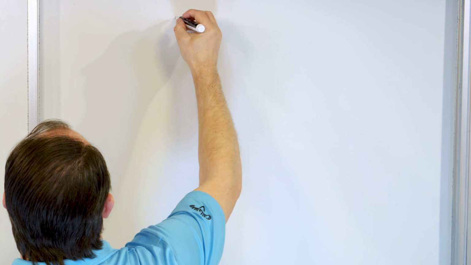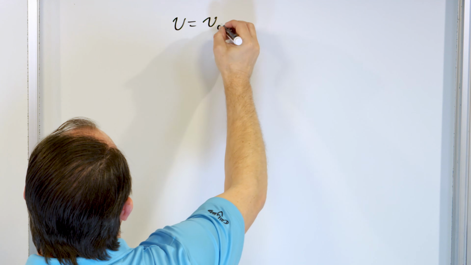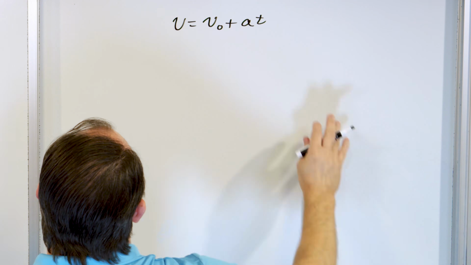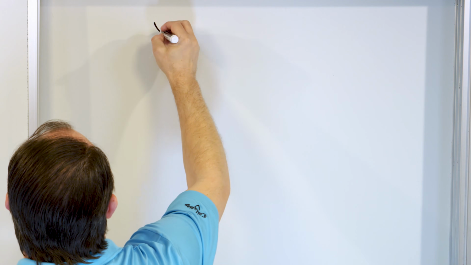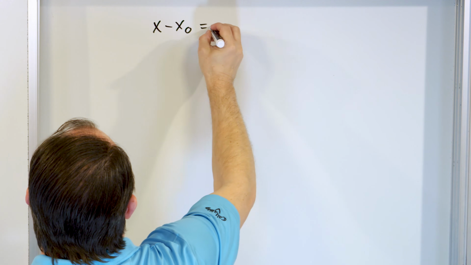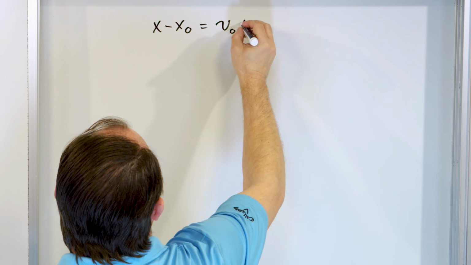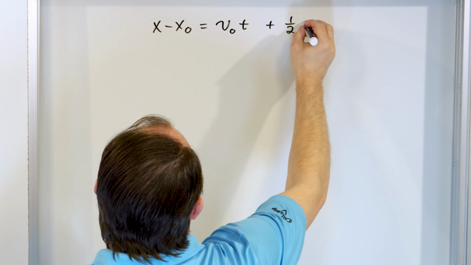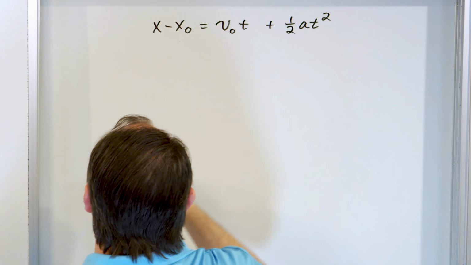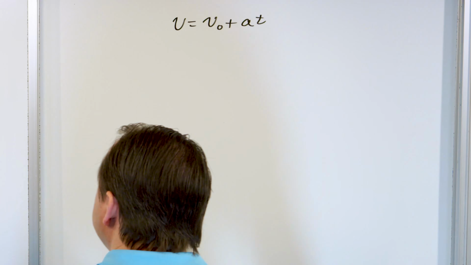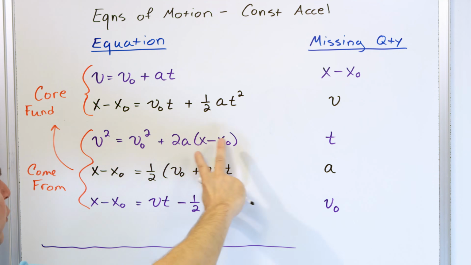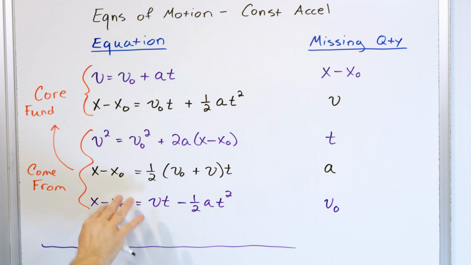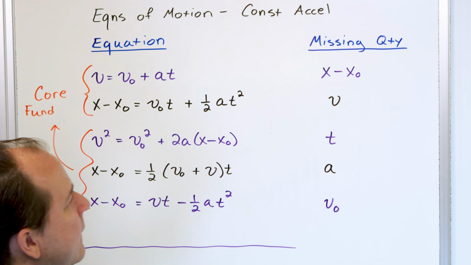On this board over here, I'm going to write down the first one. v is equal to v naught plus the acceleration times the time. And on the next board, I'm going to write down the other one, which is the other fundamental one. x minus x naught is equal to v naught t plus 1/2 times a times t squared. So these are the two equations which I'm claiming are fundamental or core. I'm going to show why they're core later. These other ones just come from these. They're just different ways of rewriting these over here.